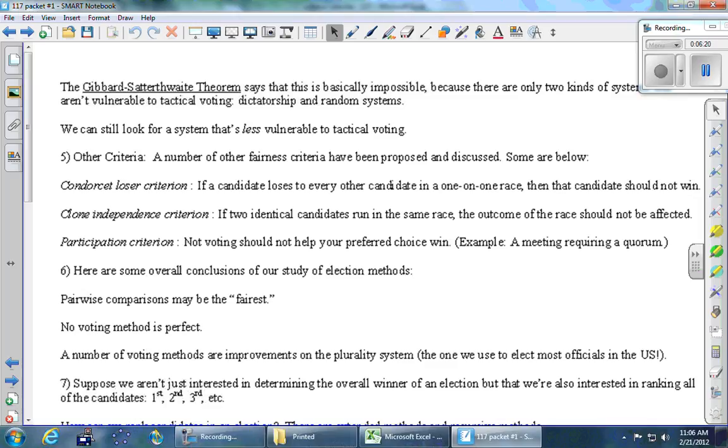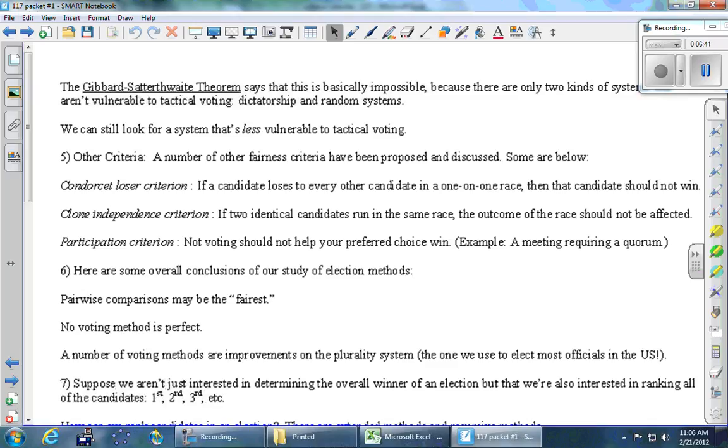Basically it says it's basically impossible. There are only two kinds of systems that aren't horrible for practical voting: dictatorship and random systems. Okay, so if I tell you going into an election that we're going to count the votes using the plurality method, then some of you might vote insincerely because you think your person has no chance of winning, so you'll throw your votes to somebody else.